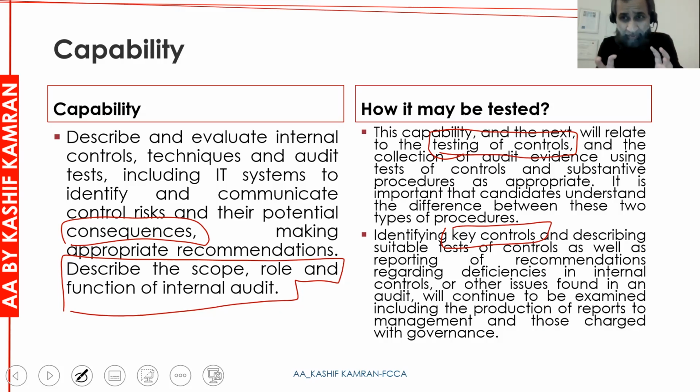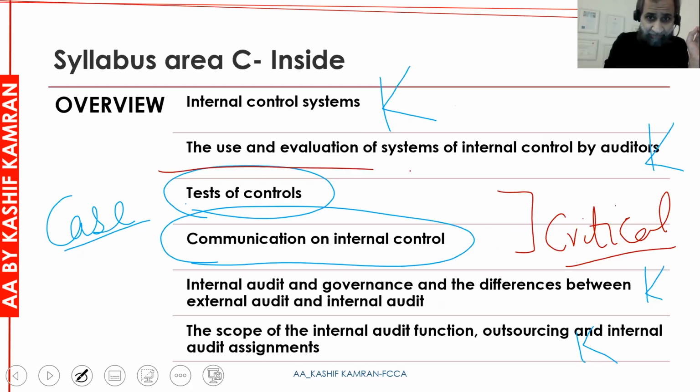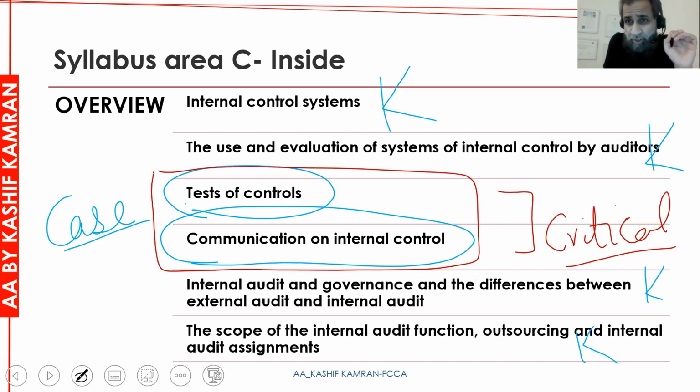So the bottom line is, one question will ask you to identify the key controls. Another question might ask you to recommend the tests of controls. Another question might ask you to identify and explain the deficiencies and provide a recommendation. Now, this is what I was telling you right here: test of controls and communication on internal controls.